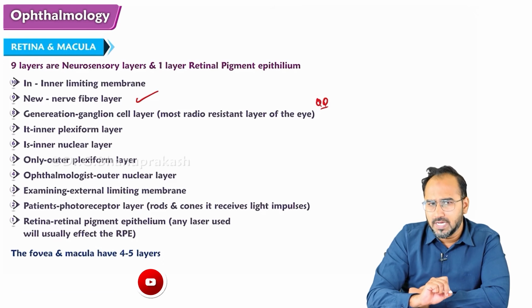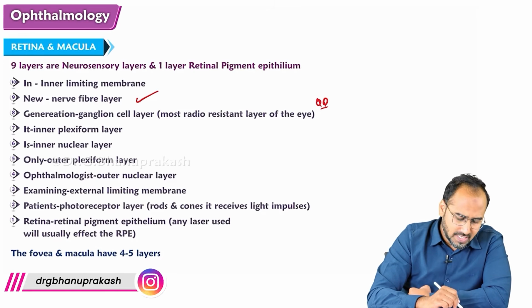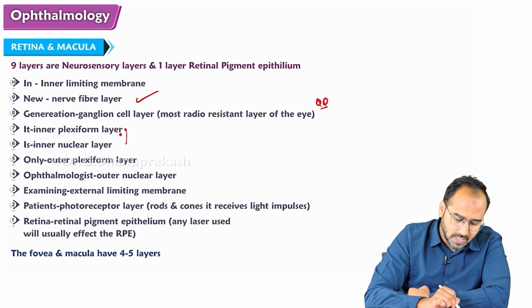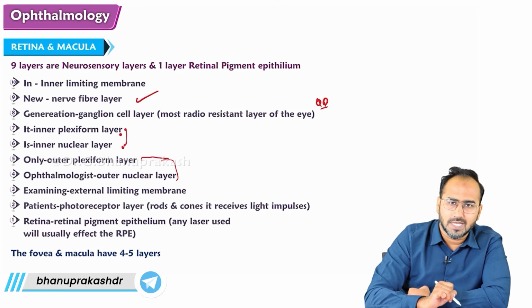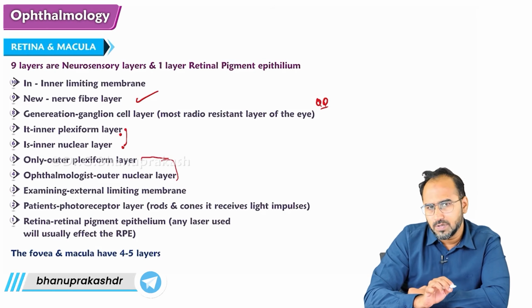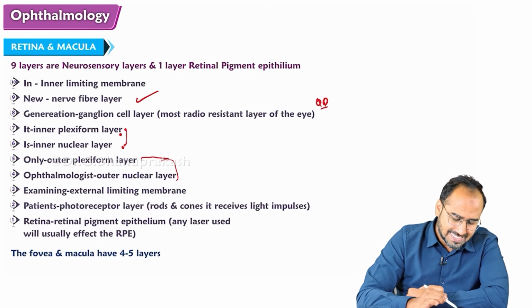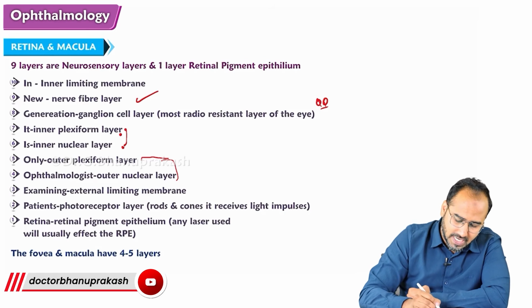Then come the plexiform layers. Okay? So it is inner plexiform layer, inner nuclear layer, outer plexiform layer, outer nuclear layer. Next is what? Examining means external limiting membrane. Next, the photoreceptor layer, where rods and cones are there, it receives the light impulses.